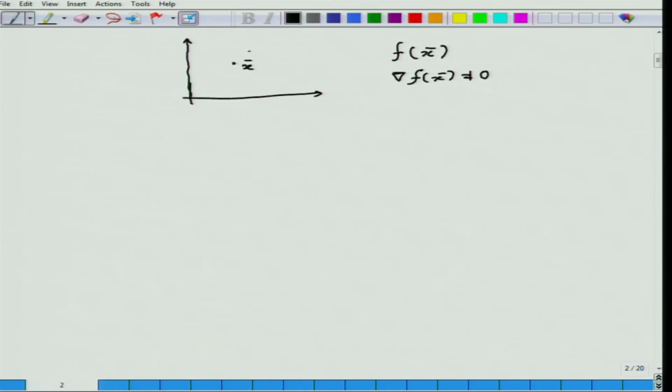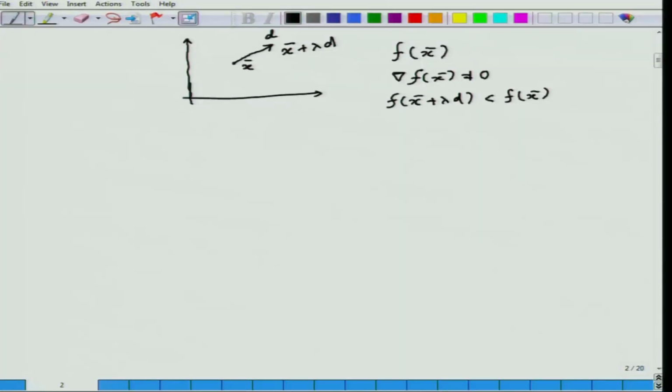I must move from x bar in a direction d such that if I come to a new point, x bar plus lambda times d, then f of x bar plus lambda d should be strictly less than f of x bar, and you should be able to find such a lambda. That is exactly what is done in unconstrained optimization algorithms: find a lambda, find a d. d is the direction of descent.